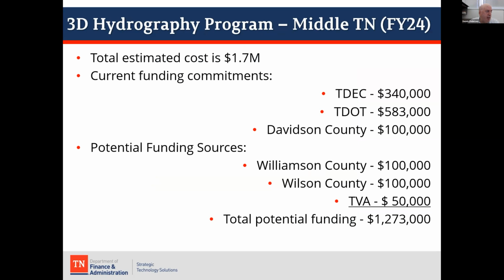Tennessee Department of Environment and Conservation, Tennessee Department of Transportation, and Davidson County, which is Nashville proper, have committed funding, and then we've got potential funding from a couple of other counties along with the Tennessee Valley Authority. So potential funding is just not quite at 1.3 million, with the estimated cost for the project at about 1.7. So we're looking for either NRCS to make up the difference and/or expand the project area, and looking for USGS to make up the difference in our BAA proposal, to leverage USGS funding as part of the effort.